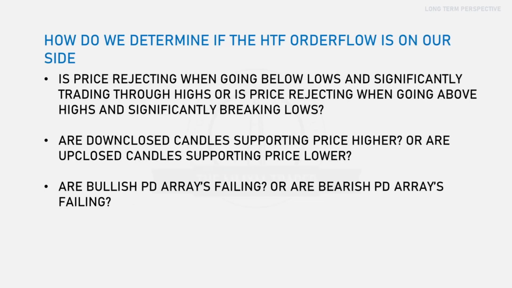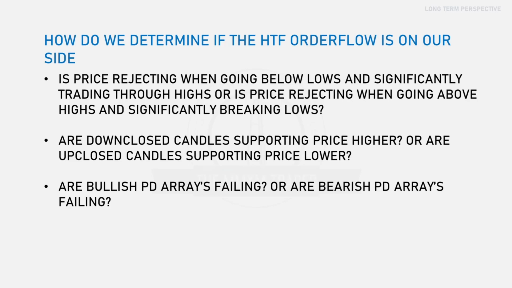So how do we determine if the higher time frame order flow is on our side? We can go over a few things. Is price rejecting when going below lows and significantly trading through highs, or is price rejecting when going above highs and significantly breaking lows? And think about high resistance liquidity and low resistance liquidity. We can spot those with those rejections and easy price movements through engineered liquidity highs.